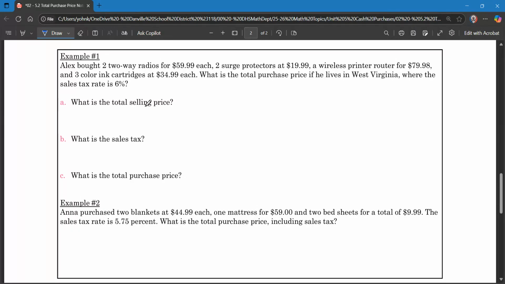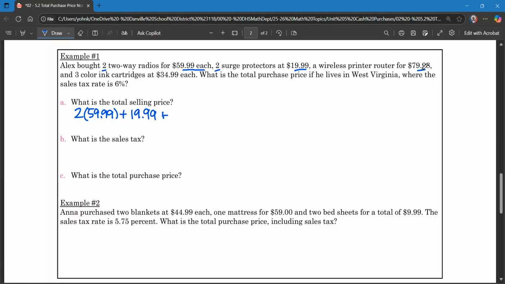So that's add up everything that you bought. So there are 2 two-way radios for $59.99 each. That means each of them is $59.99. So I have 2 of them and I multiply by $59.99. Plus, then I bought 2 surge protectors at $19.99. Notice it doesn't have the word each there. Therefore, we're not multiplying by 2. It's 2 of them and I only pay $19.99.